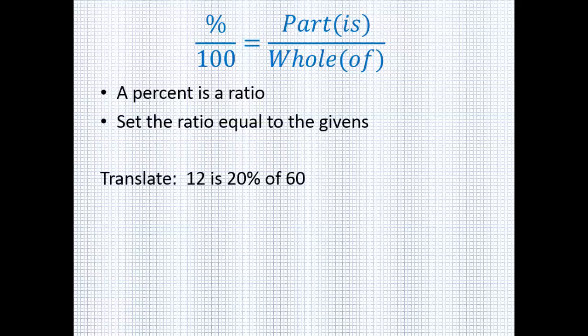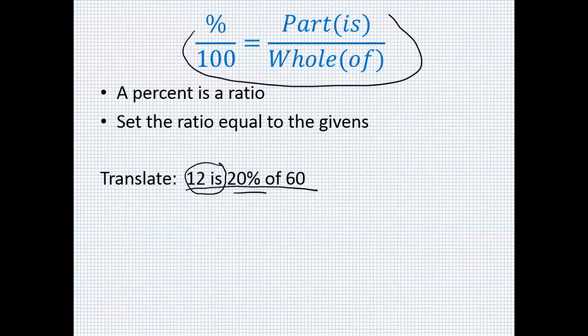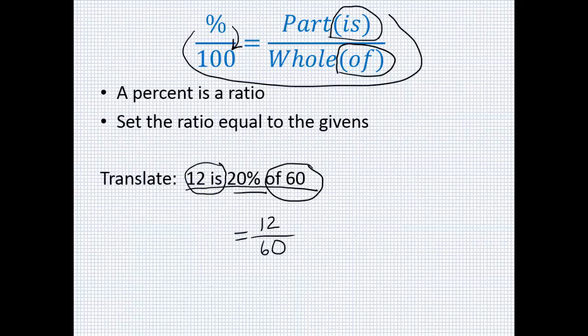Here's an example of a statement about a percentage. Let's see if we can put it into our general formula. 12 is 20% of 60. Here's how this works. The percent is always out of 100, and we set that equal to some part, which usually is located by the word is, out of the whole thing, which usually is near the word of. So if we translate this statement, 12 is the is, 60 is the of, so we've got 12 out of 60 is equal to 20%, which we write as a ratio.